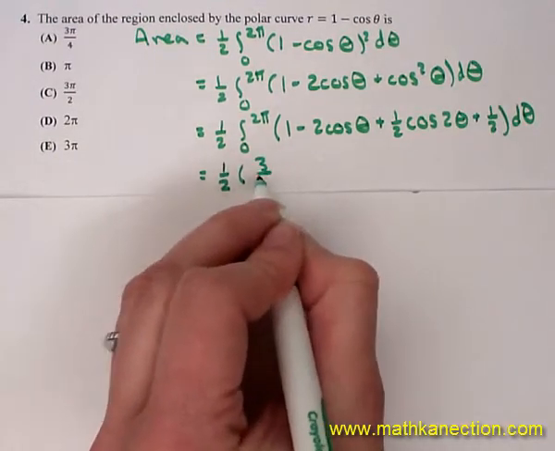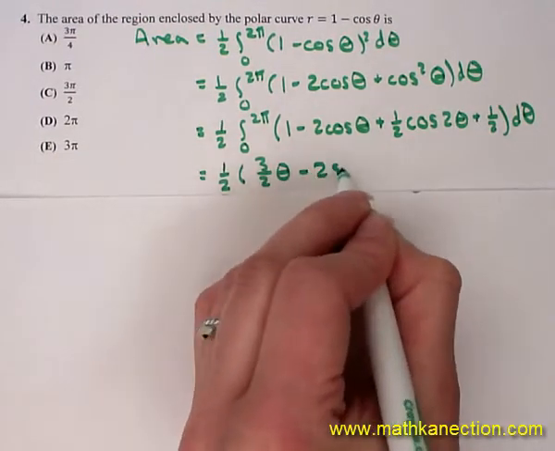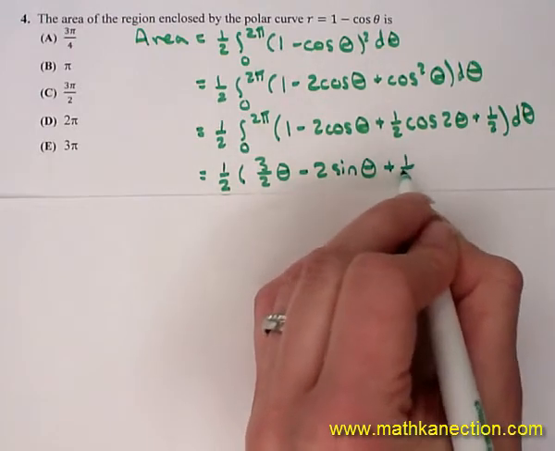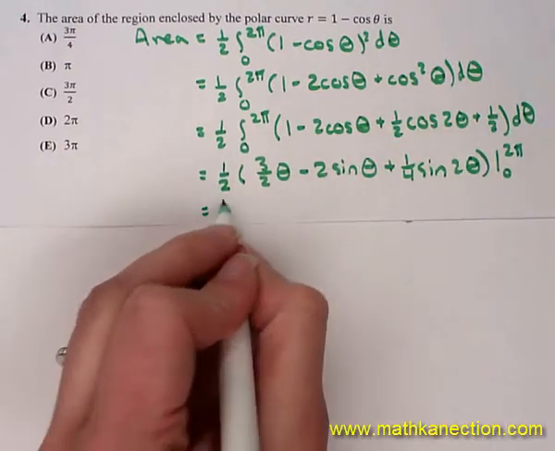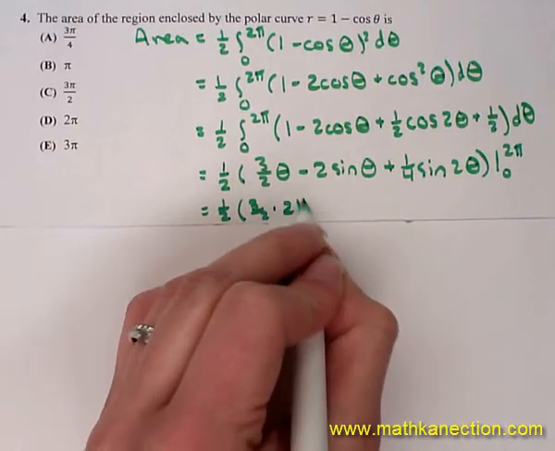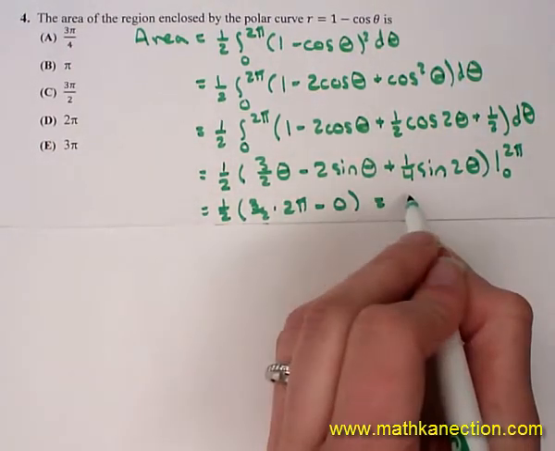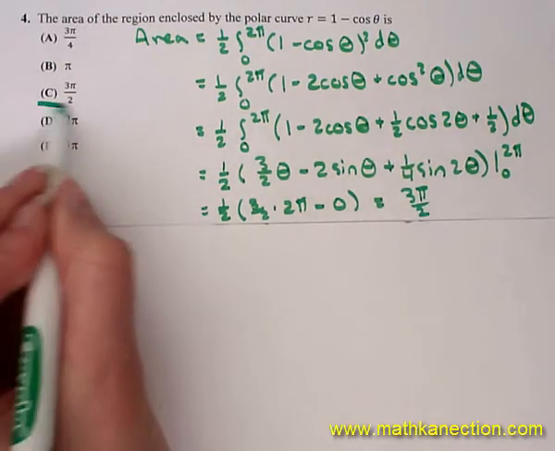And as we simplify, we antiderive to get 3/2 theta minus 2 sine theta plus 1/4 sine 2 theta from 0 to 2 pi. Following the fundamental theorem of calculus, replacing in the 2 pi and the 0, we get a final answer of 3 pi over 2, which is letter choice C.